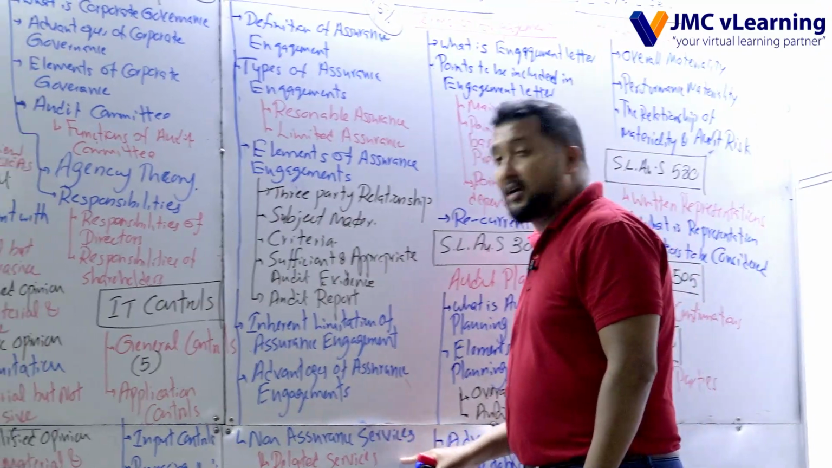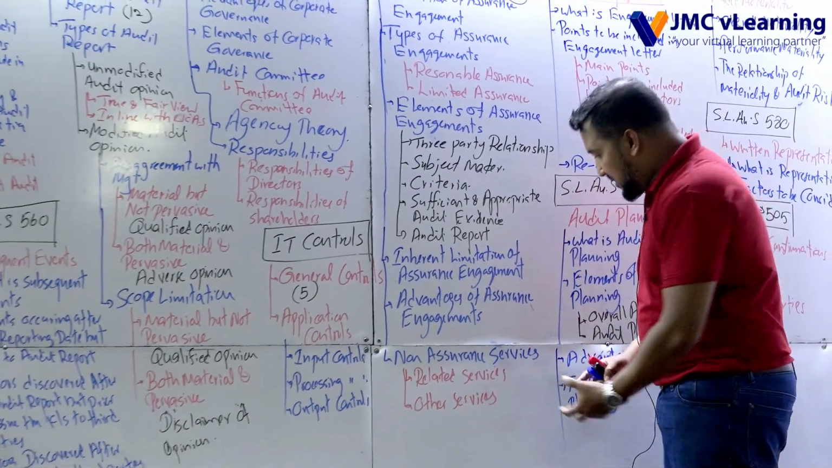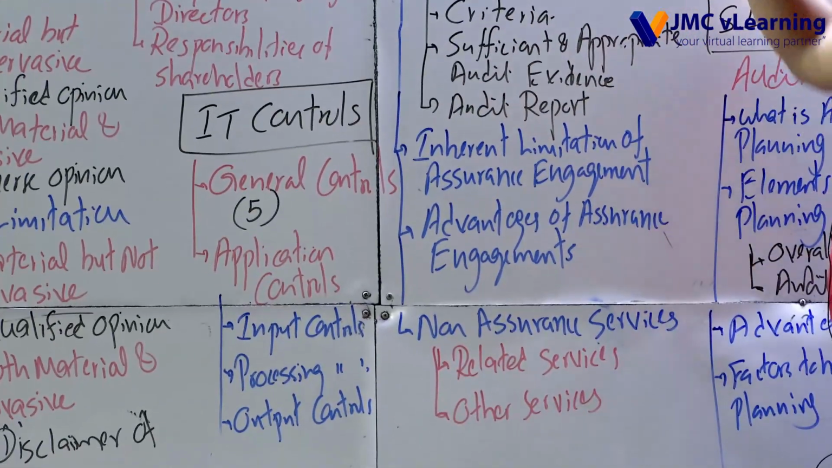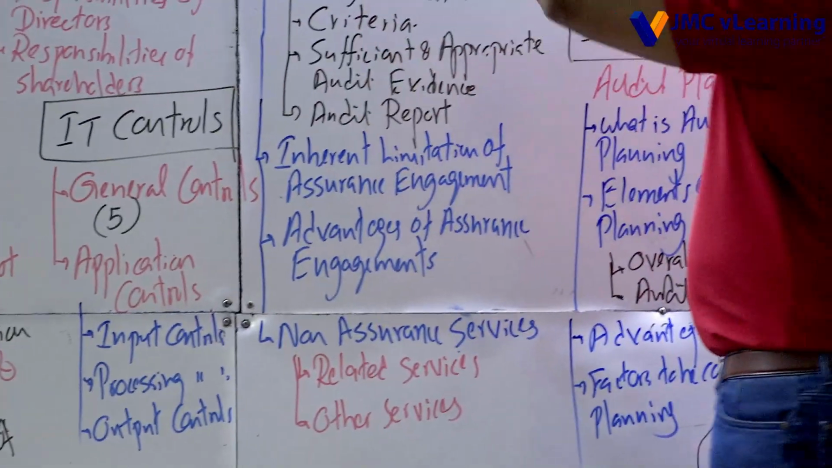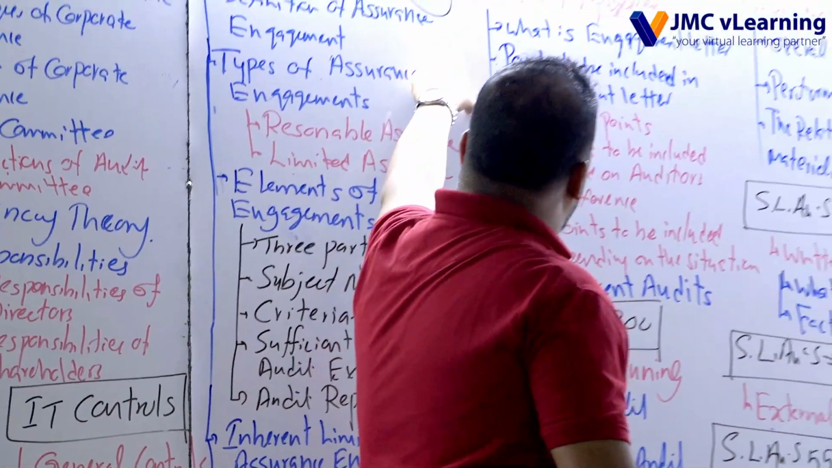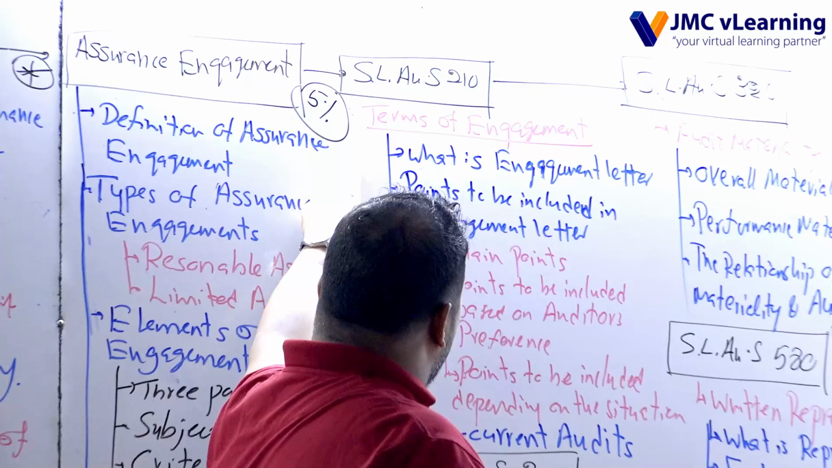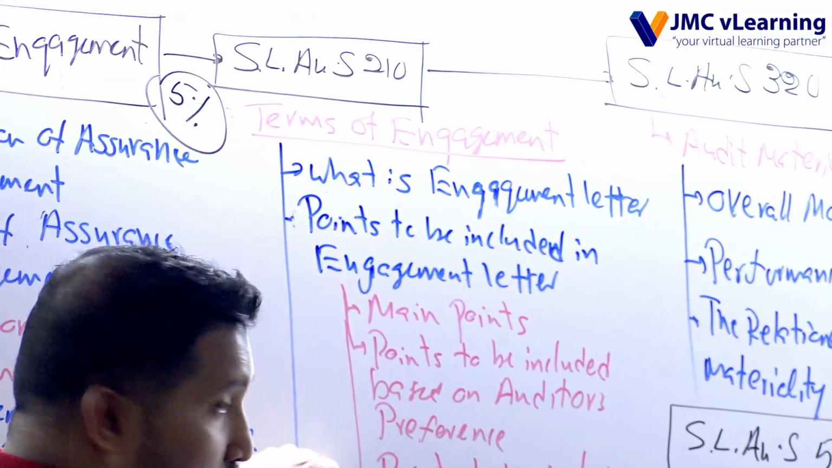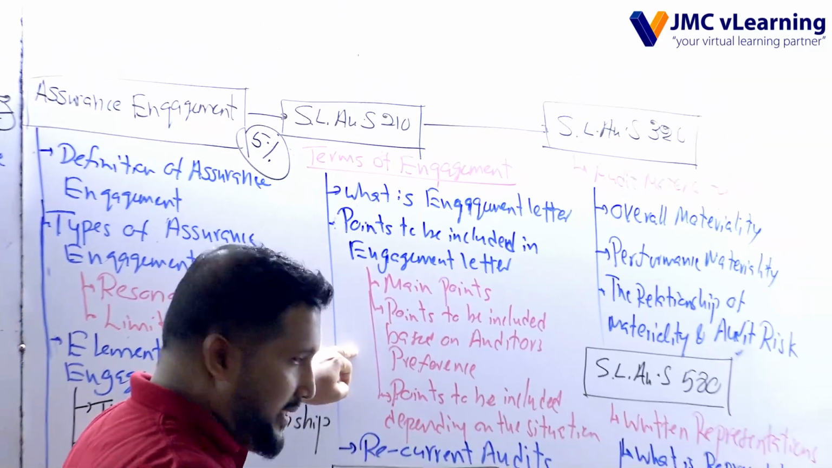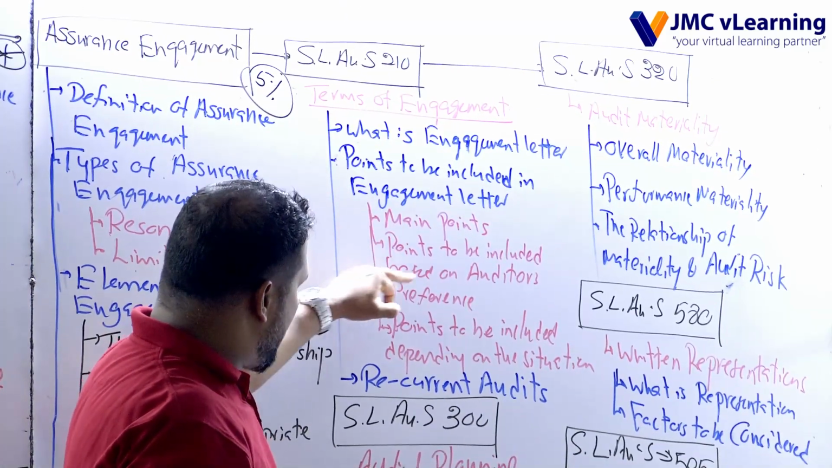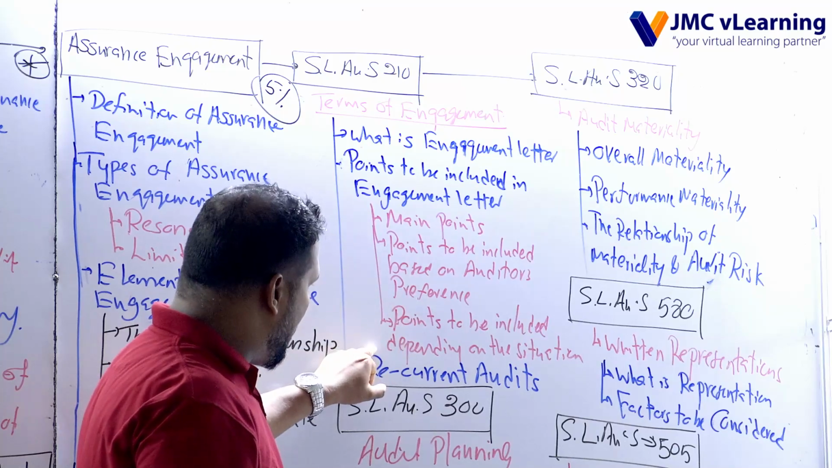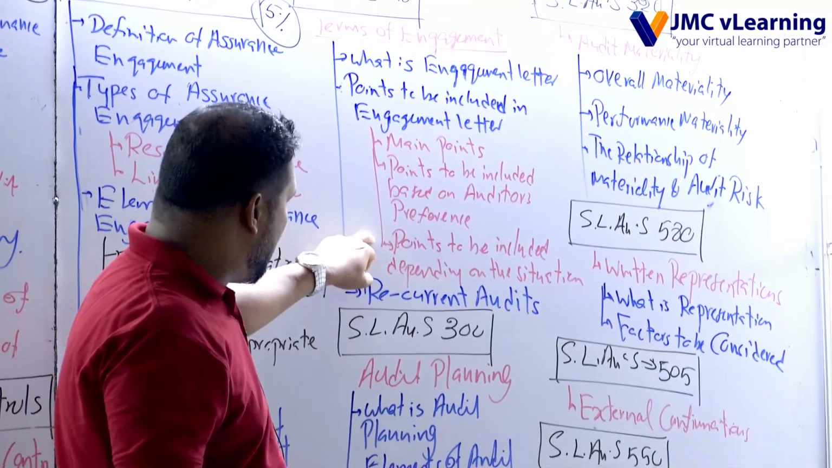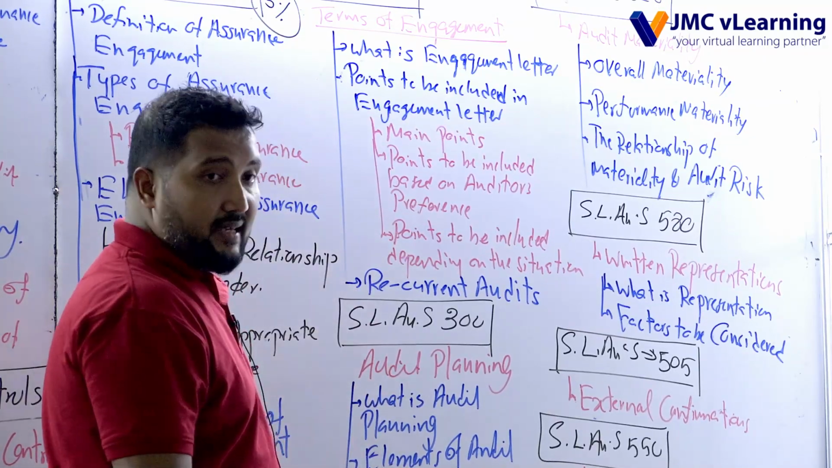Then we discuss non-assurance services as well. The non-assurance services are first segregated into 2: related services and other services. We have a detailed discussion covering the entire segment. Then we discuss terms of engagement, SLS 210, where we discuss the engagement letter. So what do you mean by engagement letter? Then the points to be included in the engagement letter. We have segregated them into 3 main points to be included based on the auditor's preference, plus the points to be included depending on the situation as well. Altogether there are 16 points to be covered under this segment, and we discuss recurrent audits as well.